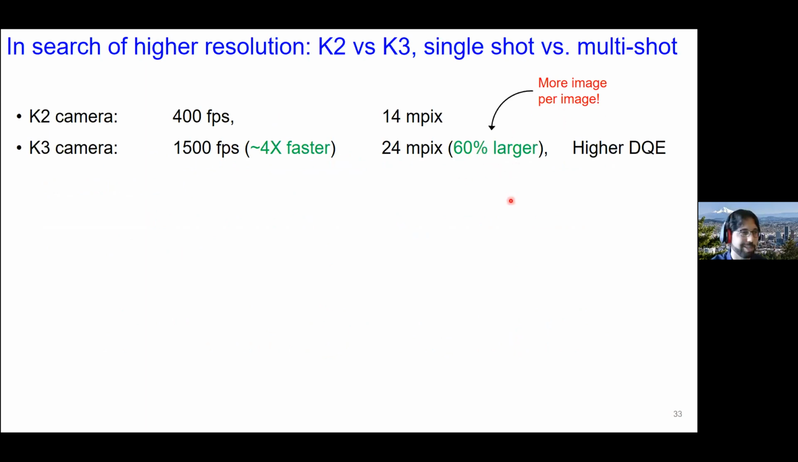So you get more image per image. That means per image, you're covering a larger area. And they also claim it has a higher DQE. I don't really have a way to test that.